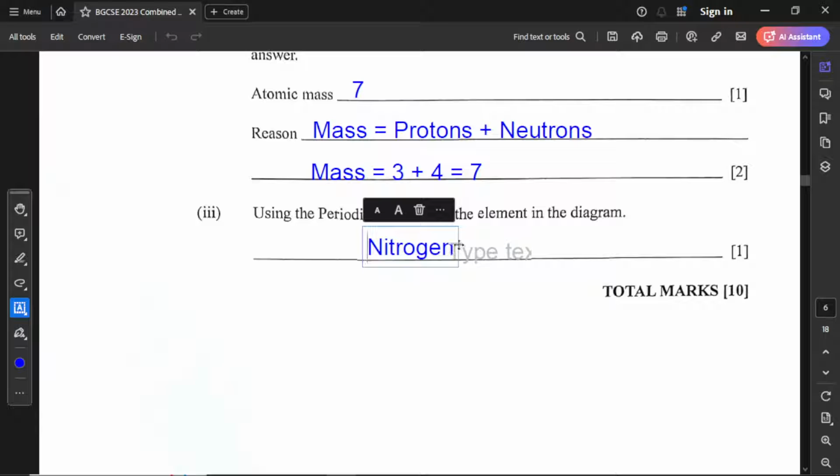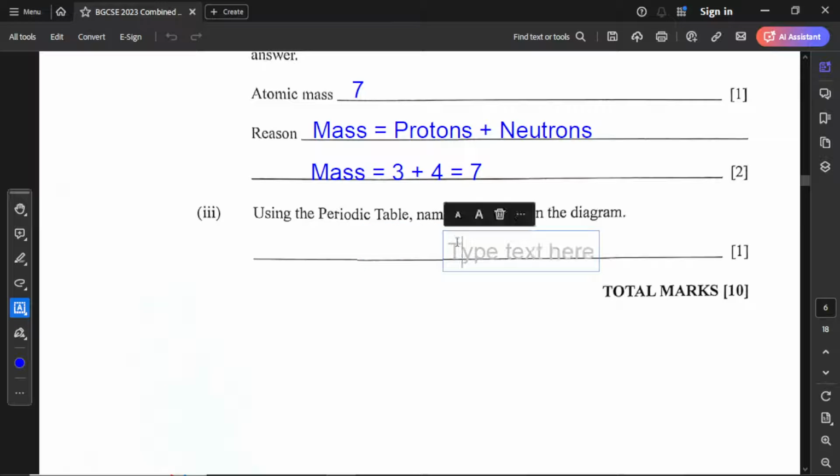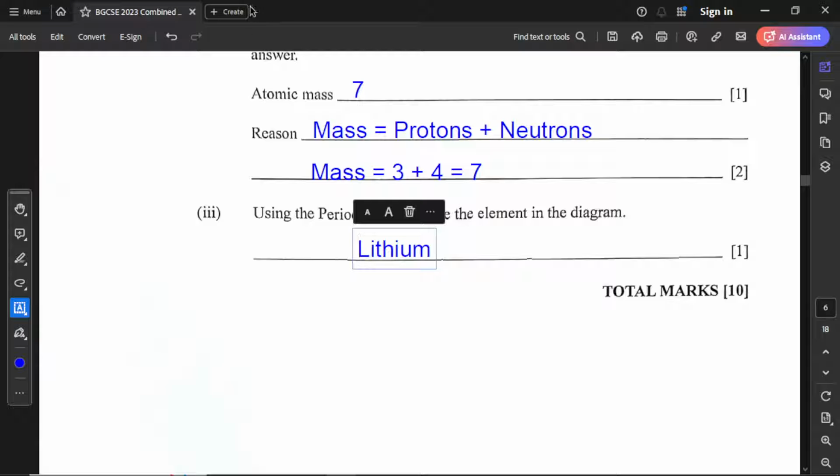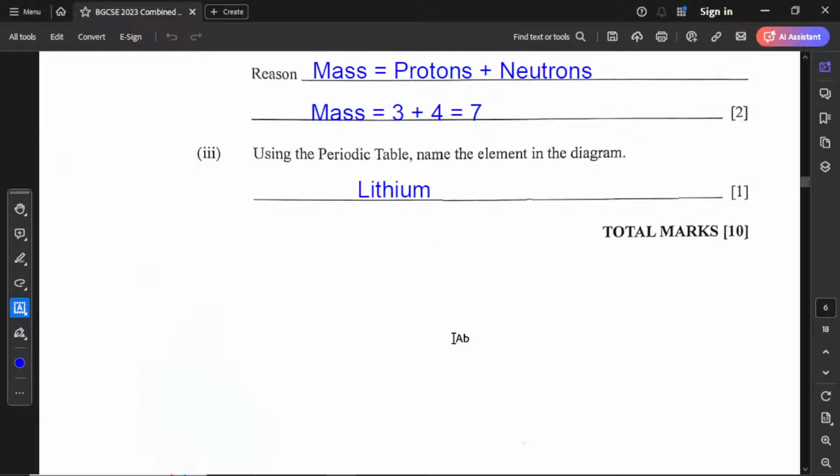Nitrogen will be the 7th element, which is not the correct answer. So this is lithium. Let me delete that. So lithium is the correct answer right there. That's the third element. Proton number is 3, and proton number is the same thing as the atomic number. 7 is the mass number. So that was my mistake there.